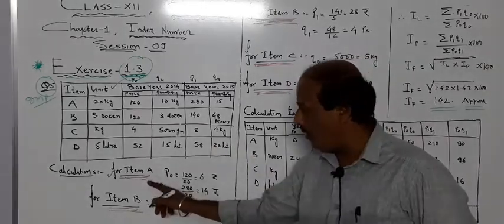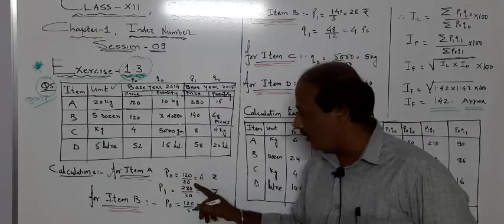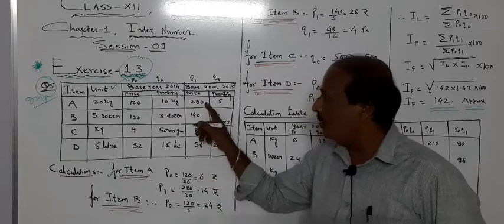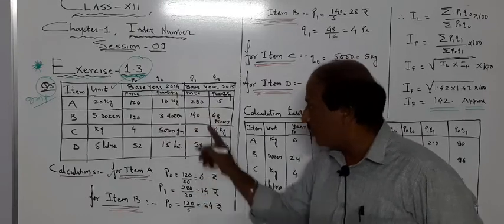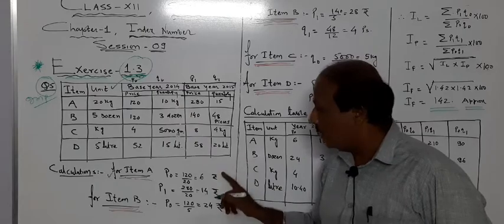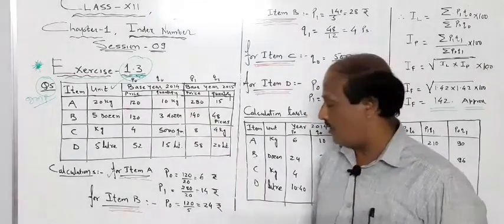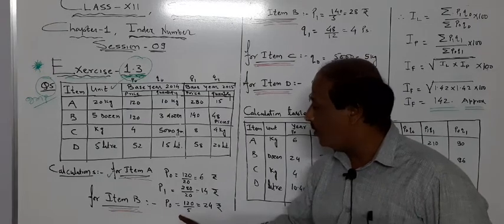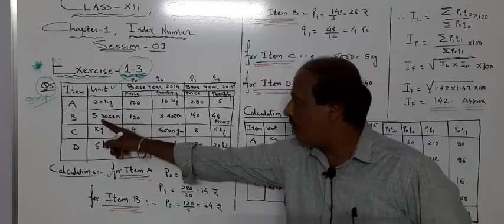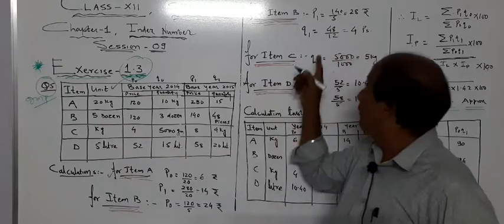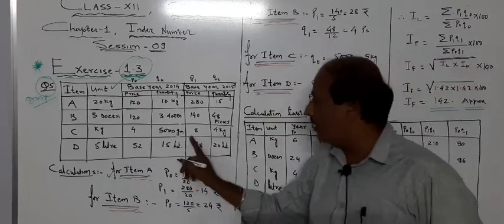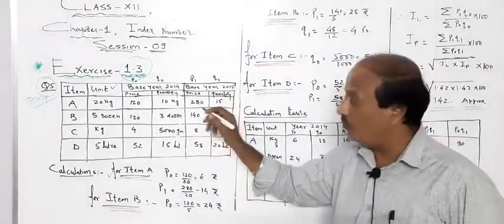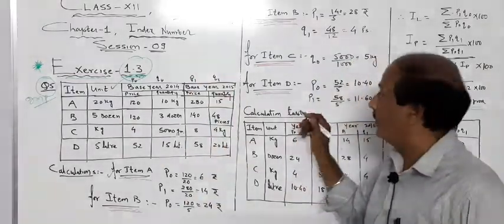For item A, P0 will be 120 divided by 20 and P1 will be 280 divided by 20. So P0 and P1 you are going to get according to the required unit system. So 6 and 14. For item B, P0 will be 120 divided by 5 and P1 will be 140 divided by 5. This calculation you will have to do separately before going for a new table.